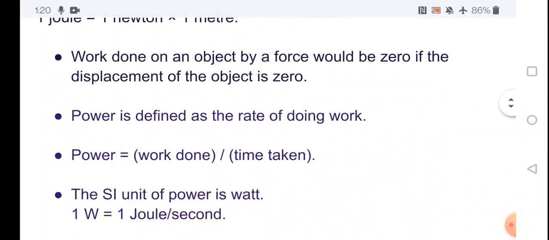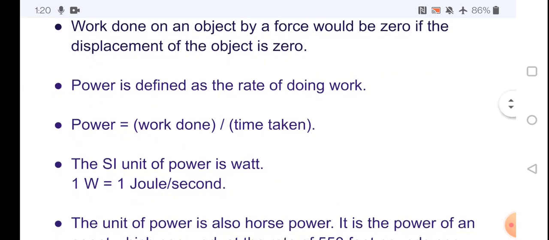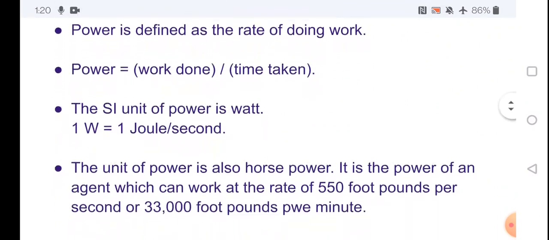Power is defined as the rate of doing work. Rate of doing work, that means work done by time taken, is known as power. SI unit of power is watt. 1 watt equals 1 joule per 1 second. Work done has the unit joule, and time has the unit second. So 1 watt is equal to 1 joule divided by 1 second.